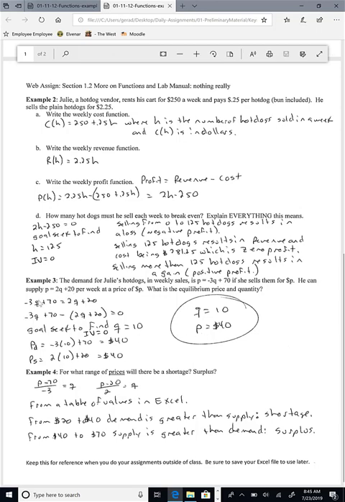So equilibrium is where supply equals demand. Set them equal to each other. Do a little bit of algebra, move it to one side. Another goal-seek question because we're told the output, we're looking for the input. So let's go back to Excel. Check that out.